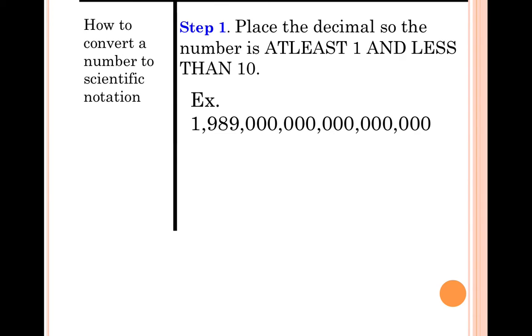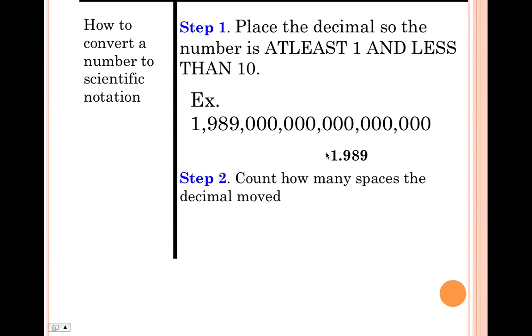Now, how do we convert a number to scientific notation? So the first step that you want to do is place the decimal so that the number is in between 1 and 10. So if you look at this number here, where could we put the decimal point so that we satisfy that rule of less than 10, more than 1? Right here. So we get a number of 1.989.